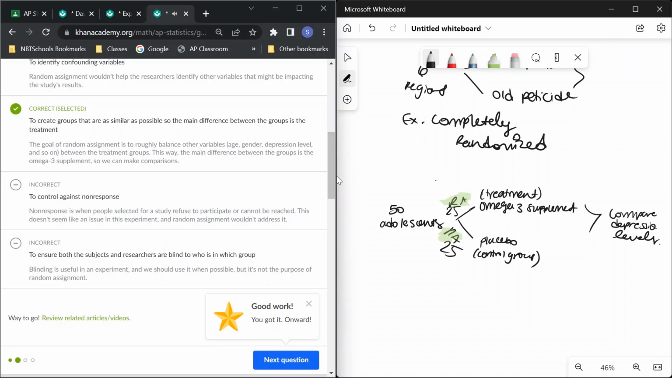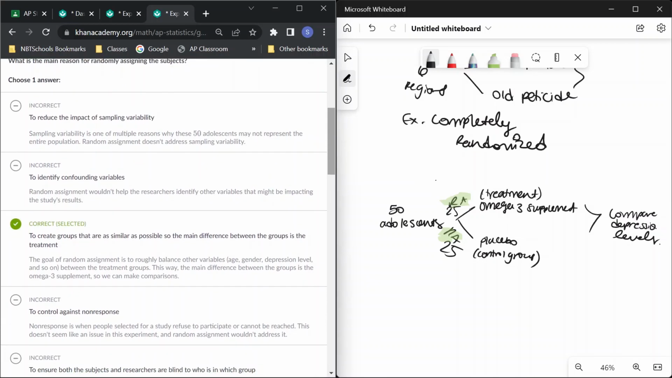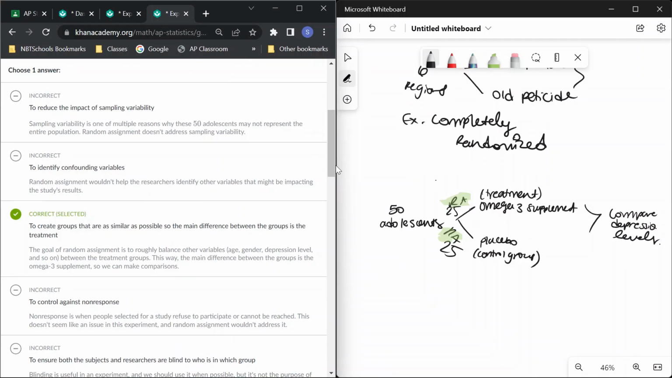Okay, the goal of random assignment is to roughly balance other variables, such as age, gender, depression level, and so on, between the treatment groups. Right, so it's more representative. This way, the main difference between the groups is the omega-3 supplement, so we can make comparisons. Sampling variability is one of the multiple reasons why these 50 adolescents may not represent the entire population. It does not address sampling variability.